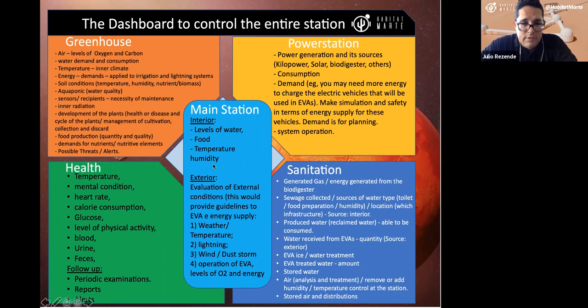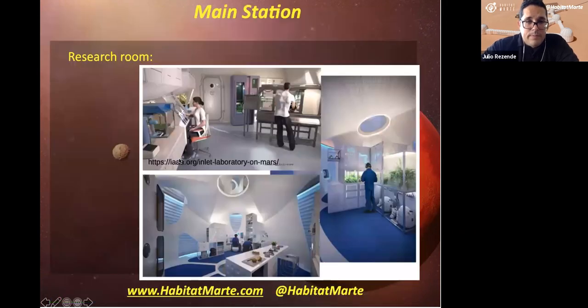Also in the main station, we'll be looking at the levels of water and food available, and from the exterior, evaluating the external conditions like the weather, the temperature, the lightning, and the possibility of wind and dust storms impacting the station. Also the operation of extravehicular activities, and the level of oxygen and energy for the astronauts.